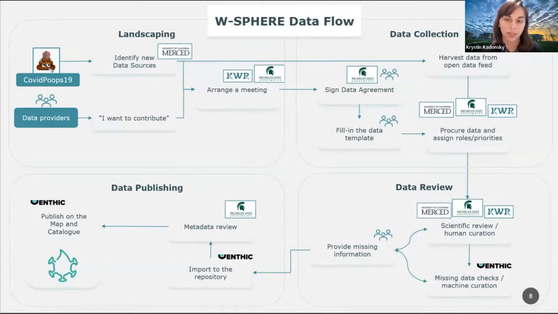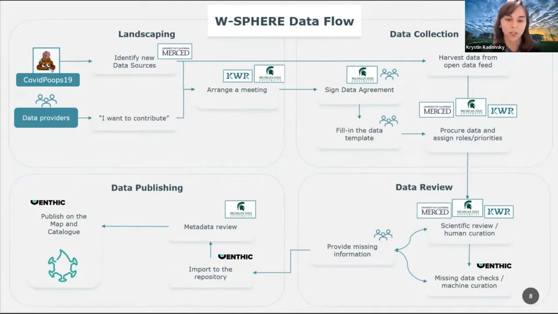Once data collection has been finished, it is assigned to either myself or other graduate students or postdoc students to conduct a data review. During the data review, we're looking for any missing or additional information that we need for a complete data set to be put on the website. Typically missing data might include SARS-CoV-2 concentration levels. So we'll see data that has presence and absence, but not necessarily the SARS-CoV-2 concentration levels.